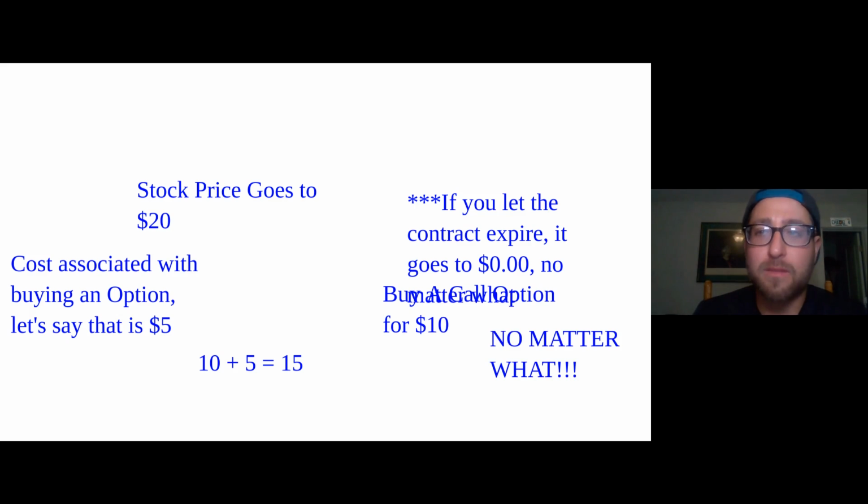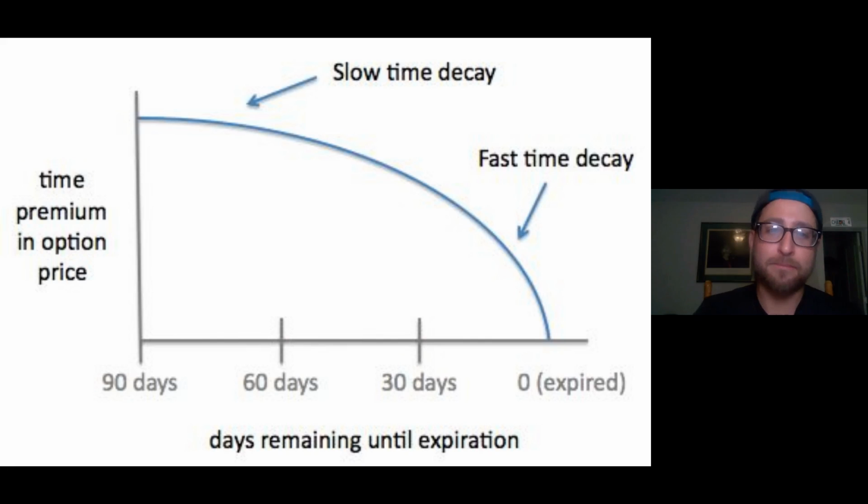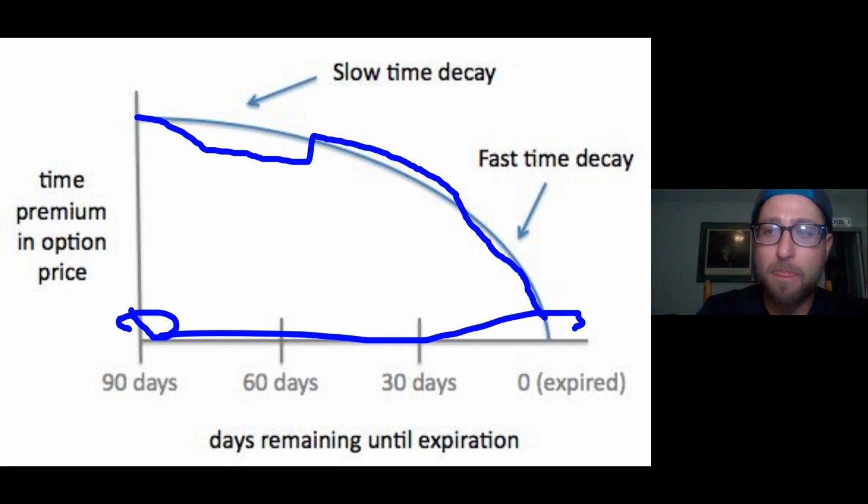So we need to be very, very aware of that. Let's go back here to the time decay. So we have as much time between when we buy it to when we sell it to exercise the contract, even if it's at a loss. If it's at a loss, you would just let it expire, so it goes to zero. But if you're in the money and you let it expire, it still goes to zero. So you need to be very aware of that.